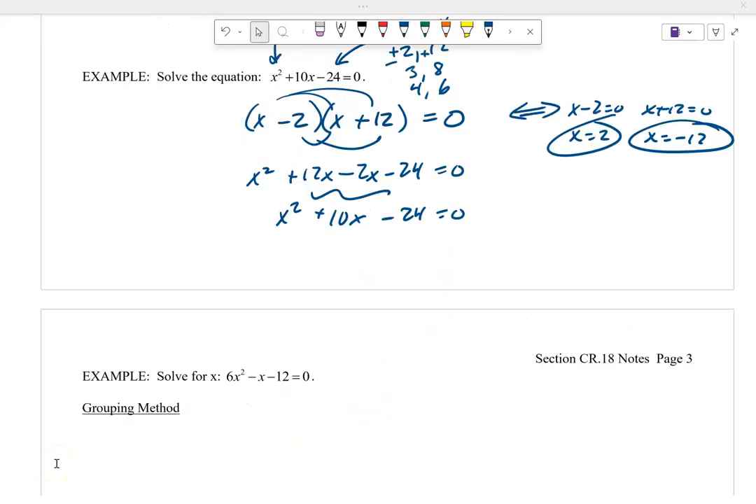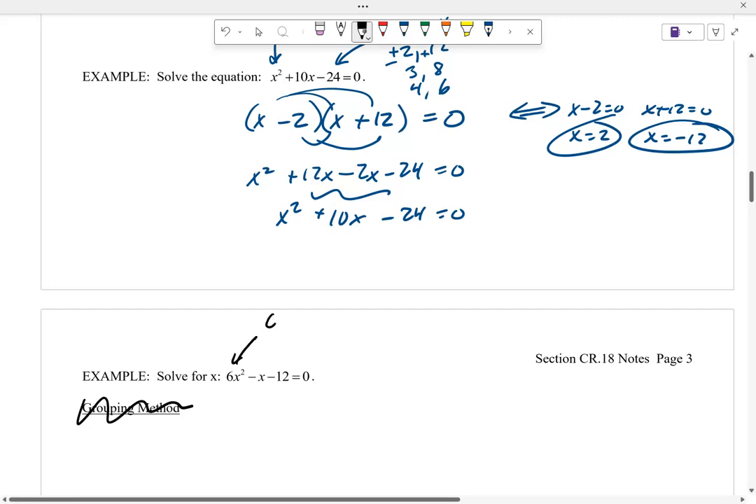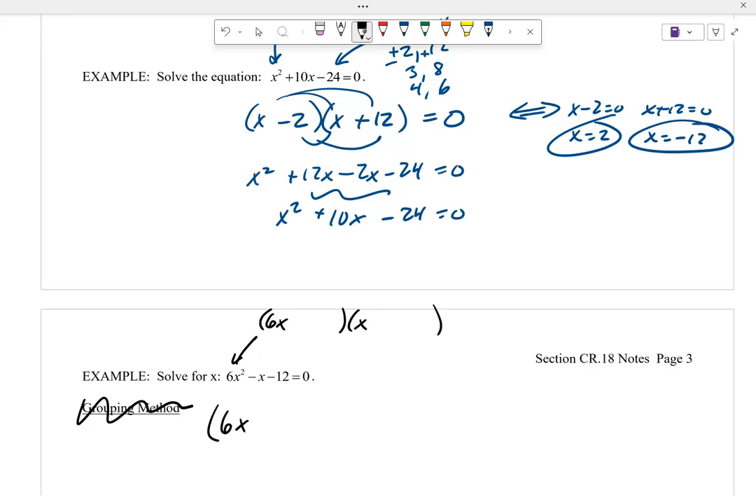So here's another one, 6x squared minus x minus 12. Working backwards, FOIL this. So I'm looking at 6x squared. So I could go 6x and 1x. In fact, let me write this out. Or the other option I could do is a 3x and a 2x, right? So I'm going to have a few different options here on this one.